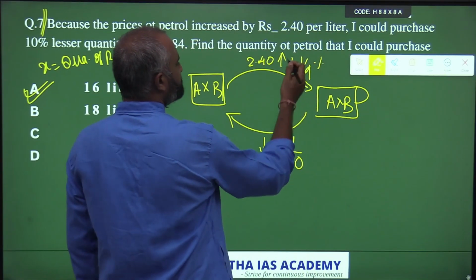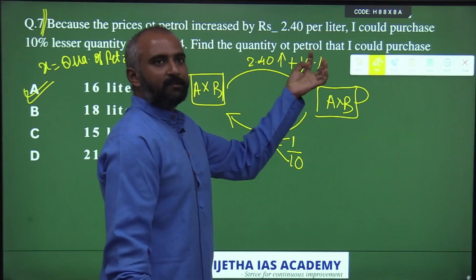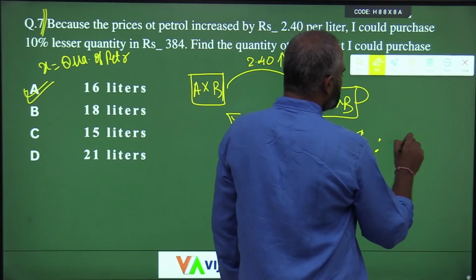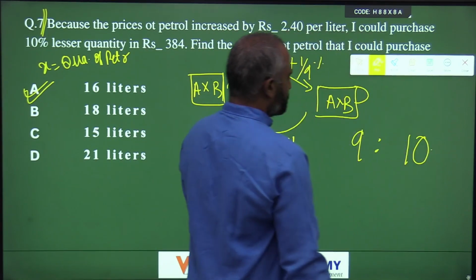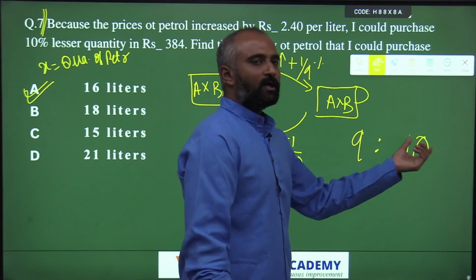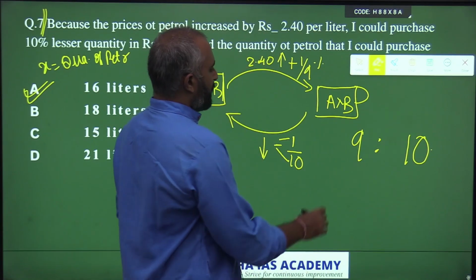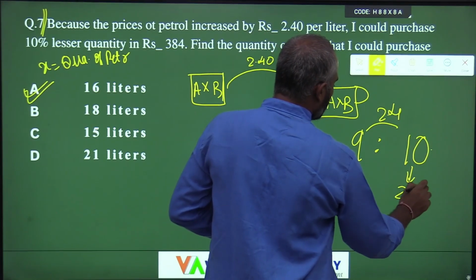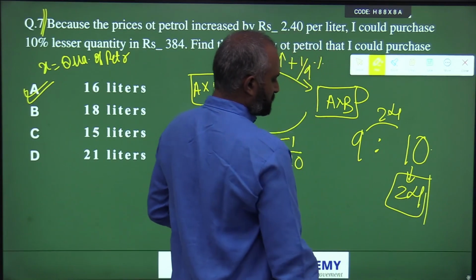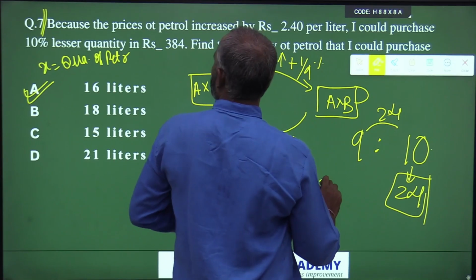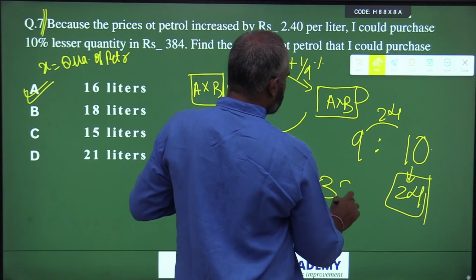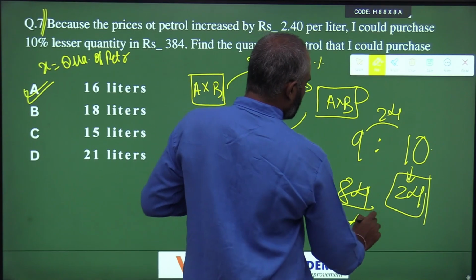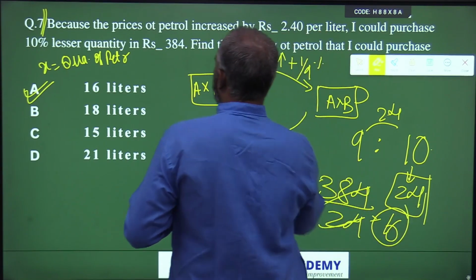And how much has this increased? Previously it was 9 units, now it is 10 units, and this 1 unit is 2.4. So what is the present cost? It is 24. The present expenditure is 384, the present cost is 24, and this will give you 16 as asked in the question.